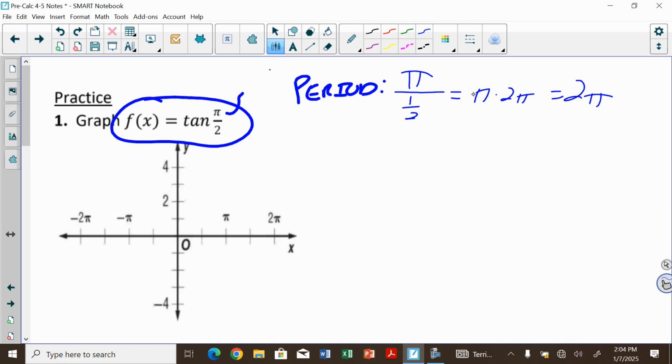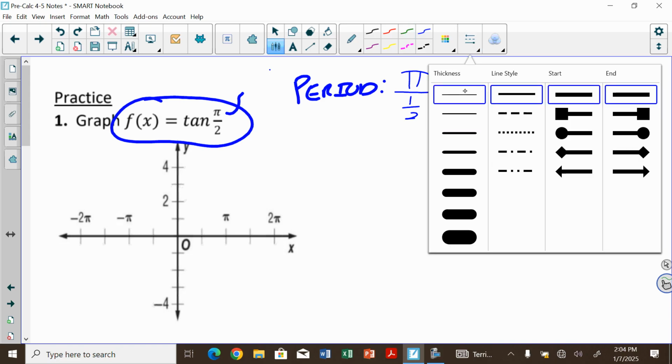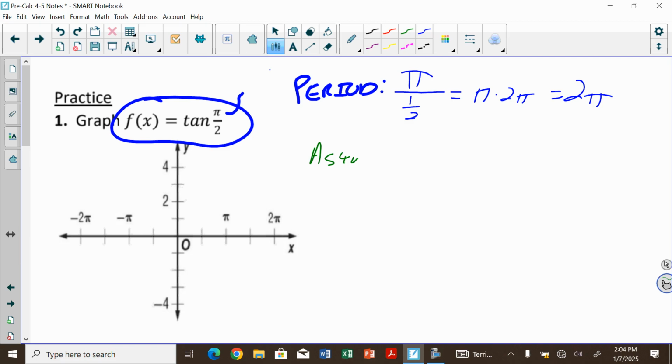Okay, so our asymptotes. Let's look at our asymptotes. That's the next thing we're going to have to look at. So remember, we have to solve those equations from above that we had. bx plus c equals negative 1/2 pi, or negative pi over 2. And also, you'd have to do bx plus c equals pi over 2.